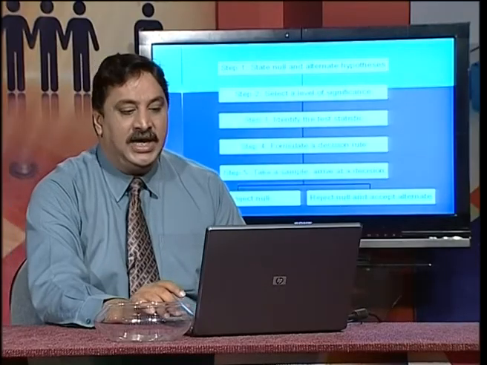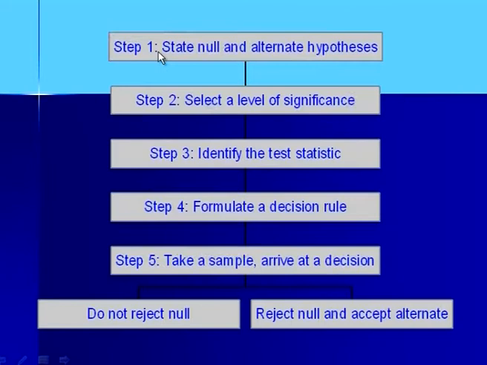Okay. Sir, how do we proceed towards testing of hypothesis? What are the steps involved? In testing of hypothesis, we generally have 5 main steps. First is the formulation of the null and alternate hypothesis about the population parameter. The second step is to select a level of significance or level of confidence to test the hypothesis. The third is to identify the test statistic, in which we identify a formula which may apply to test the hypothesis. In the fourth step, formulate a decision rule.